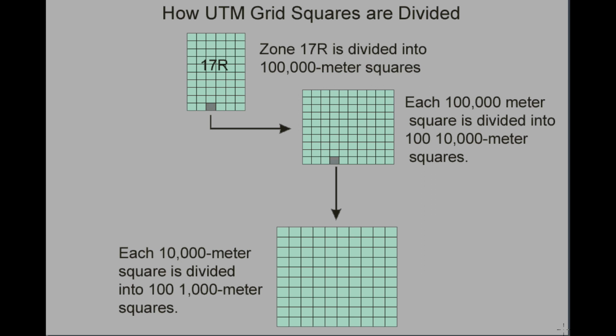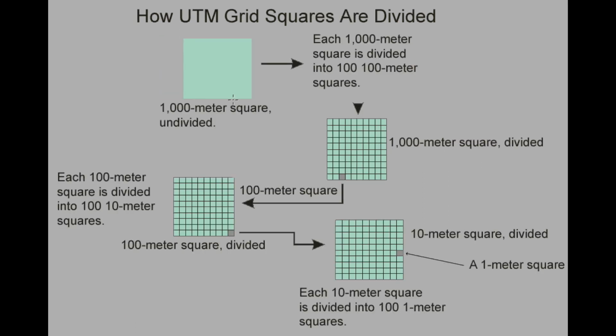Okay, so let's look at a bit more here about how UTM grid squares are divided. We said that quadrant 17R here was divided into individual little squares that are 100,000 meters times 100,000 meters. So we're going to take one of those little squares, zoom in on it, and this 100,000 meter square here is divided into 100 10,000 meter squares. So each of these little squares is 10,000 meters times 10,000 meters. Let's take one of these 10,000 meter squares, and it is divided into 100 1,000 meter squares. So each of these little squares here is 1,000 meters, or 1 kilometer. Once again, each of these little squares is 1 kilometer square, or 1,000 meters square.